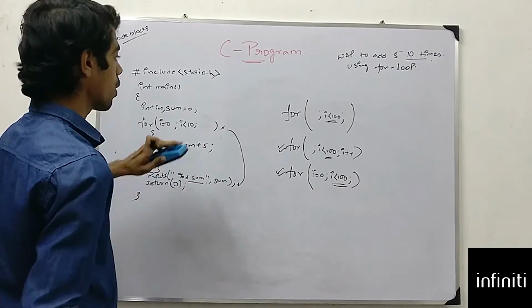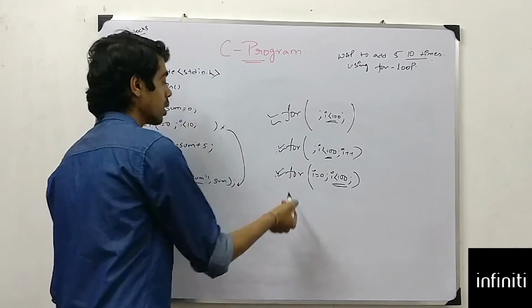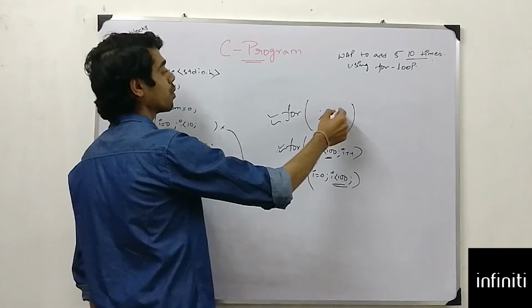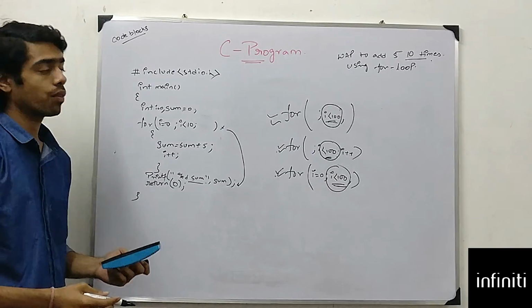And this is the way for a for loop. You can write your for loop like this, like this, like this, but every time you have to write the condition part. So this is the way to write a for loop.